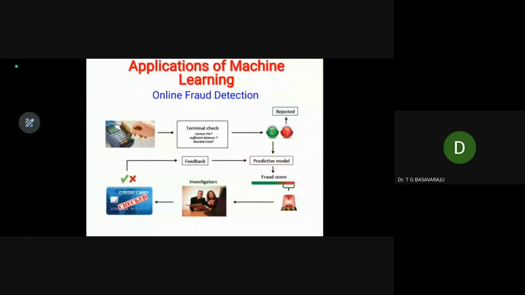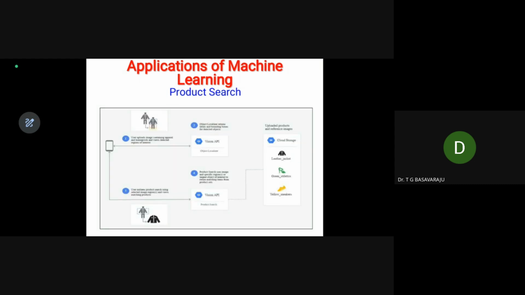And online fraud detection, so here we will have a fraud score which will be evaluating whether the credit card that has been provided is the proper one or not. So we'll have the terminal check in the background, and if it is a fraud one it would be rejected, otherwise it would be accepted. So this is one of the applications. And product search also is one of the applications. So as I told, any particular product you want, you can keep searching online.